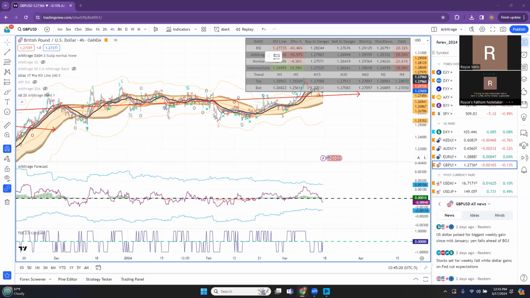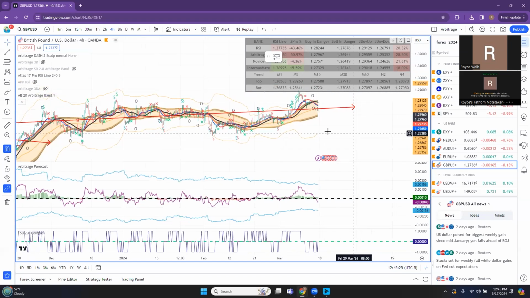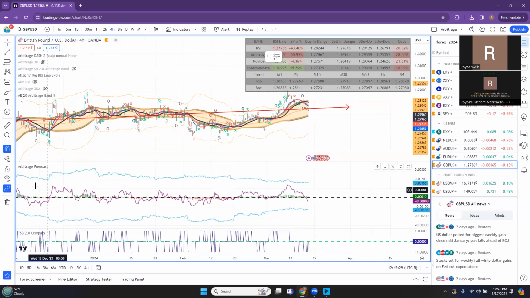If you've used our indicators before, you may recognize our dashboard and our arbitrage band, but not too many people recognize our arbitrage forecast. The arbitrage forecast lets us know when we reach the top or bottom, how fast the trend is going or has gone in the recent past, and whether it may be slowing or accelerating. So we can see where it's going, how fast it's going, and when to leave if things get a little bit too choppy.